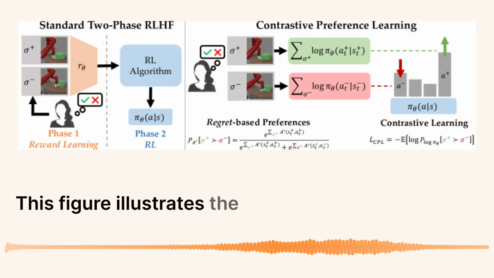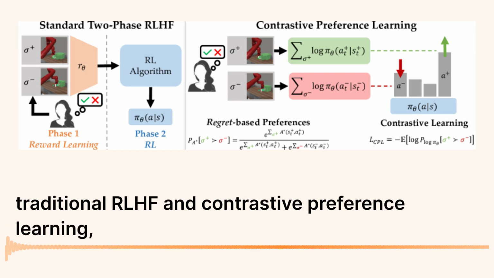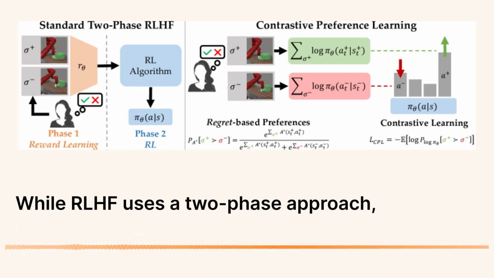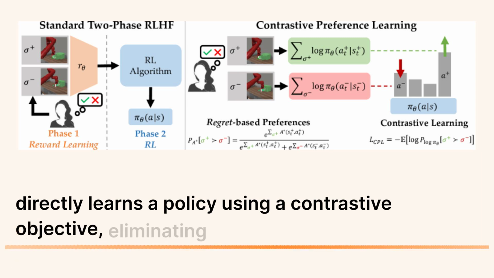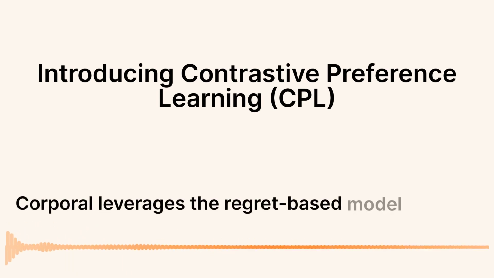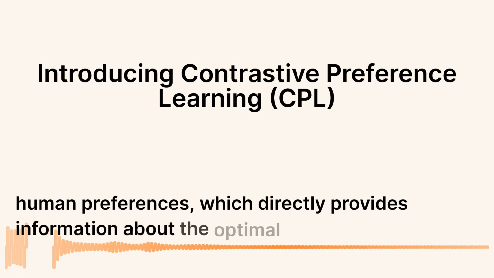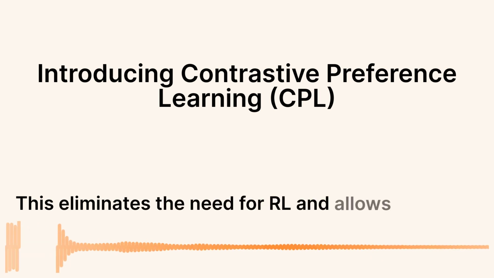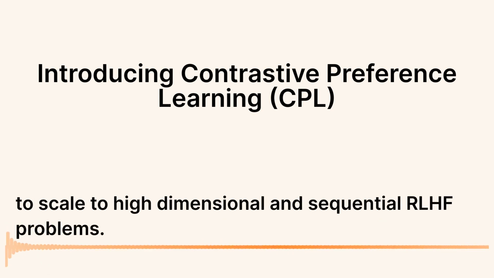This figure illustrates the difference between traditional RLHF and contrastive preference learning, CPL. While RLHF uses a two-phase approach, CPL directly learns a policy using a contrastive objective, eliminating the need for RL. CPL leverages the regret-based model of human preferences, which directly provides information about the optimal policy. This eliminates the need for RL and allows CPL to scale to high-dimensional and sequential RLHF problems.